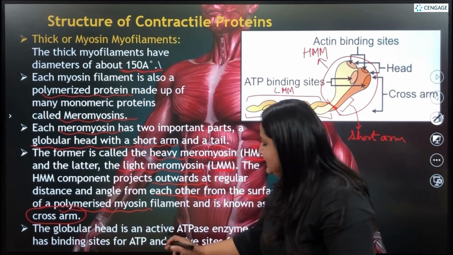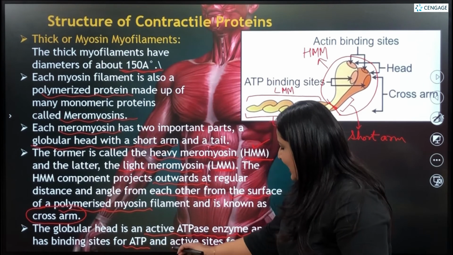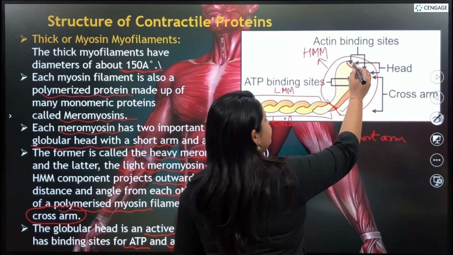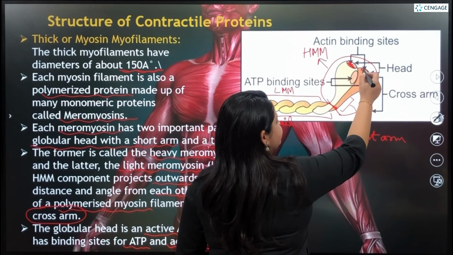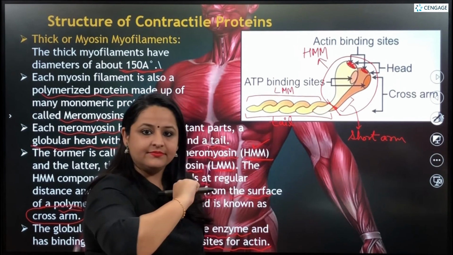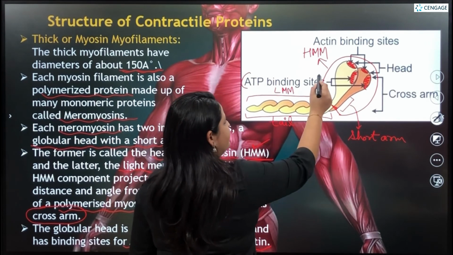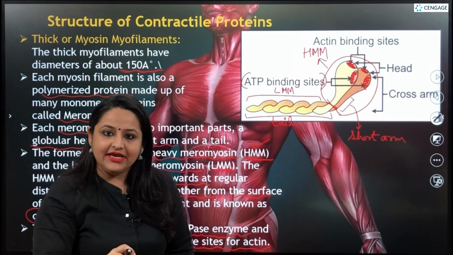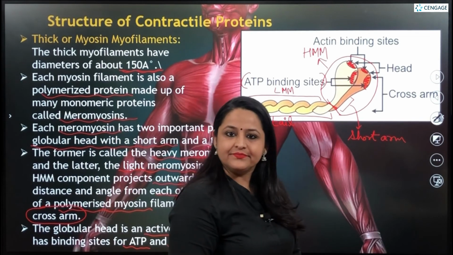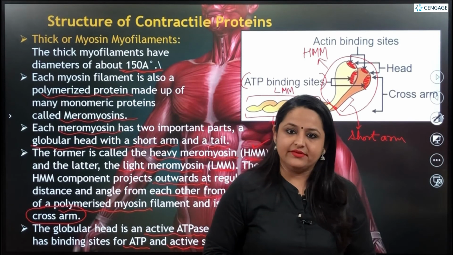So the globular head is an active ATPase enzyme and has a binding site for ATP and an active site for the actin as well. We can see over here very clearly. These two are the actin binding sites. That is, it is from this site that the myosin filament is going to bind with the actin. And at this particular site, as we can see over here, these two sites are the ATP binding sites, which are going to bind to the ATP and facilitate the breakdown of ATP because of the presence of enzyme ATPase in it. So this was the structure of the thin as well as the thick myofilament.